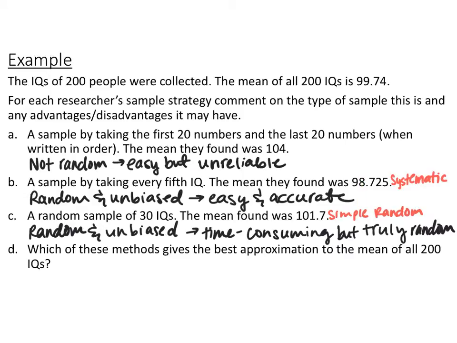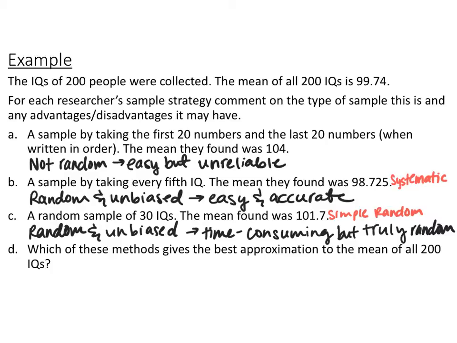For C, a random sample of 30 IQs. This is just your simple random sample, using a number generator or something. It's also random and unbiased, so it's a pretty good way to collect data, but it's very time consuming. You have to go through and pick a different number every single time. If you repeat a number, you have to be careful, but it's truly random.